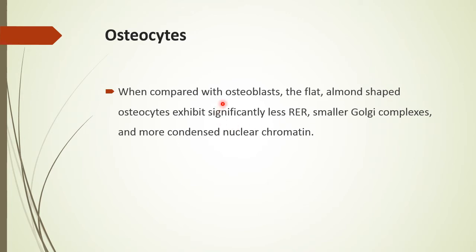When compared with osteoblasts, the osteocytes are flat and almond-shaped. They have less rough endoplasmic reticulum, smaller Golgi complexes, and more condensed nuclear chromatin. This is in comparison to the osteoblast: less rough endoplasmic reticulum, smaller Golgi complexes, more condensed nuclear chromatin.